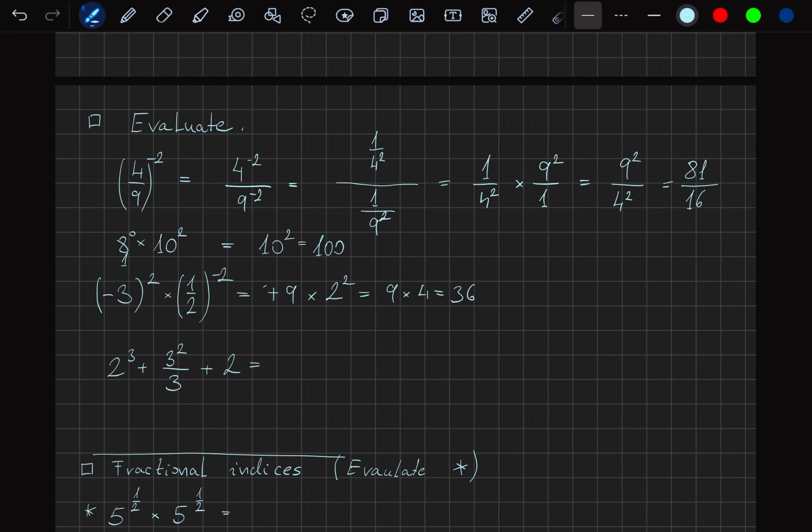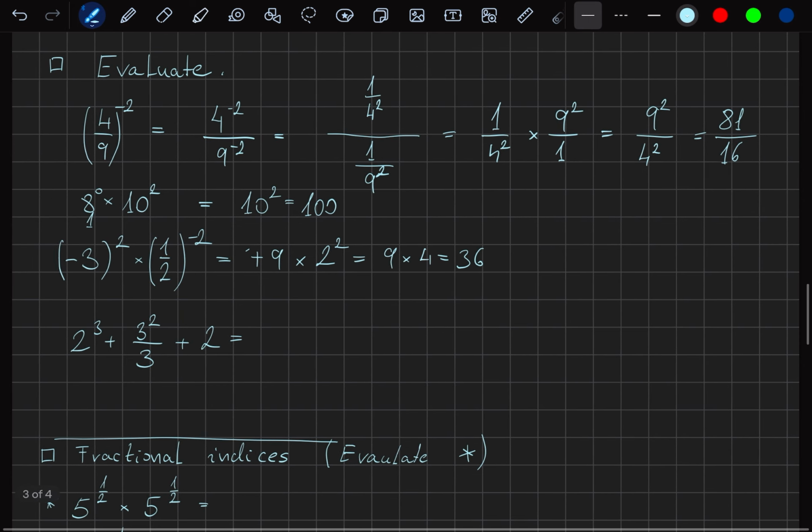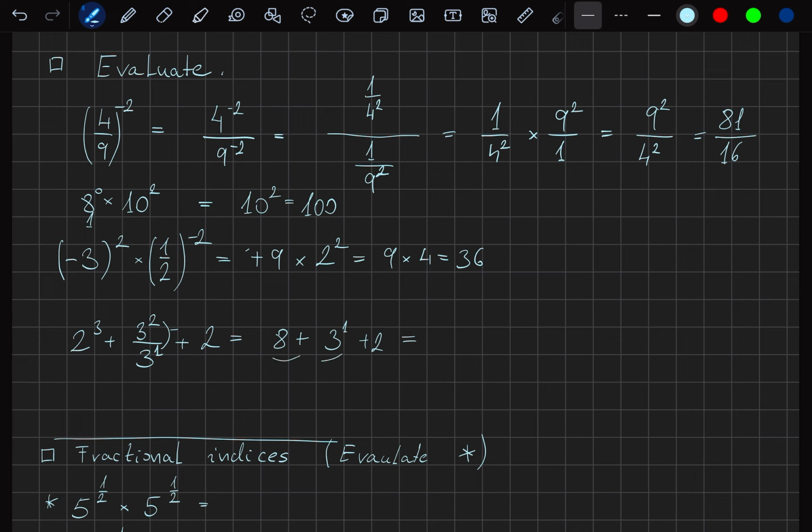And we can see here another problem. 2 to the power 3 plus 3 to the power 2 divided by 3 to the power 1. So we can simplify here. Plus 2. So 2 to the power 3 is 2, 4, 8. Plus 3 to the power 2 divided by 3 to the power 1. So I will take away, it's 3 to the power 1, so it's 3 plus 2. And if I add these, 3 plus 8 is 11, plus 2, it's 13. And this is the final answer.